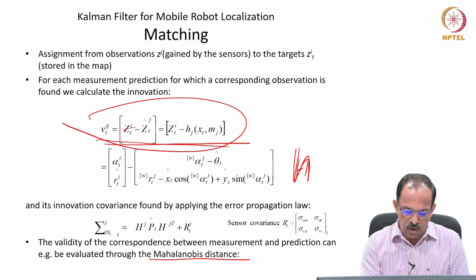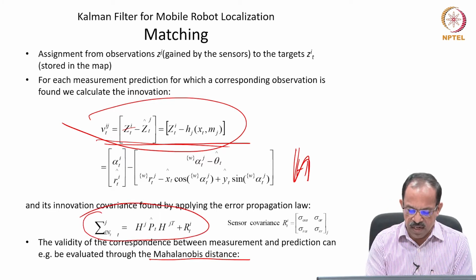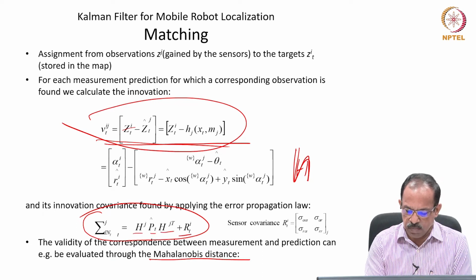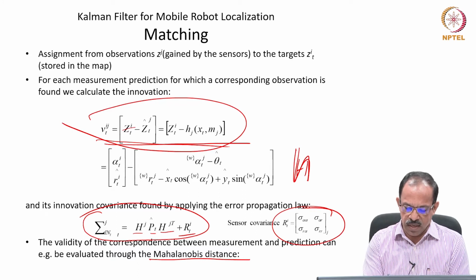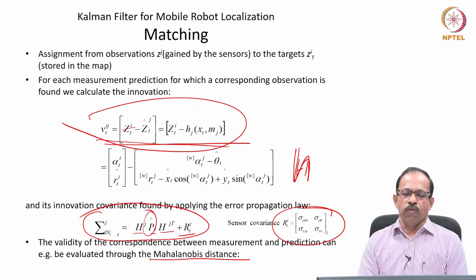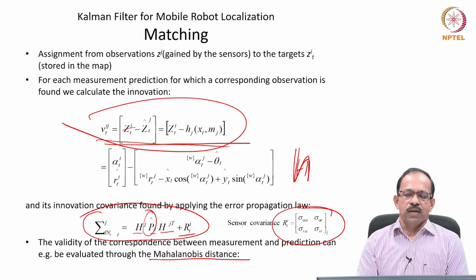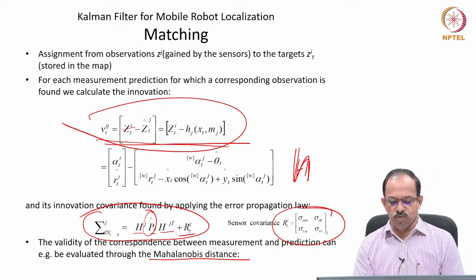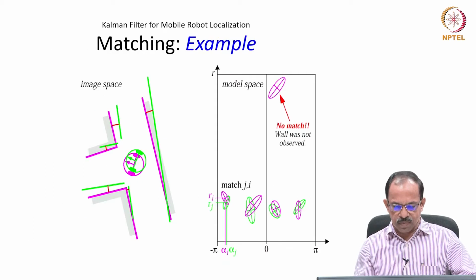Okay, and once we have the innovation, we will find the innovation covariance using this relationship Hj Pt Hj transpose plus Rt, where R is the sensor covariance, Pt is the covariance at the current position, and H is the Jacobian of the transformation matrix. So, we get the innovation covariance sigma.